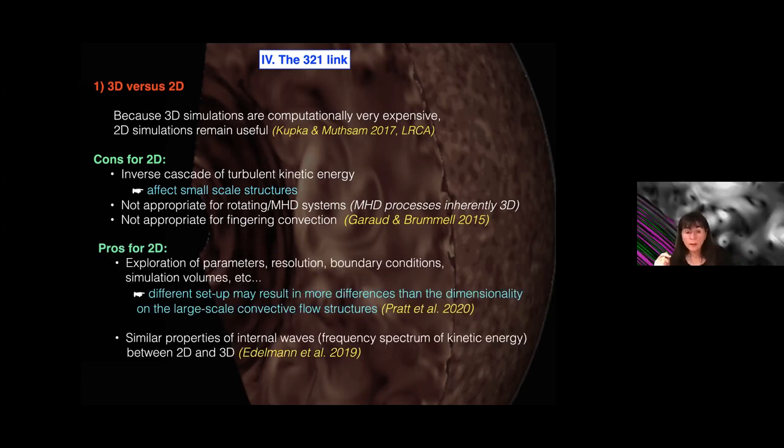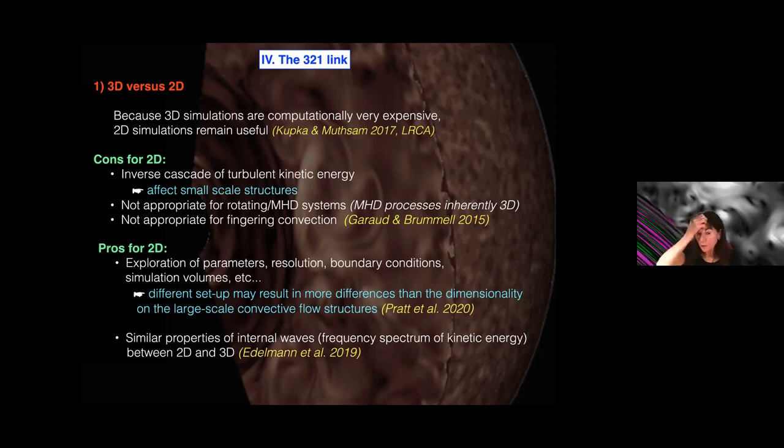But there are pros for 2D because this allows you to explore parameters, to explore resolution, boundary conditions, simulation volumes. For example, we have shown recently, in comparing 2D and 3D simulations, that different setups may result in more differences than the dimensionality if you're looking at large-scale convective flow structures. So this means that the exploration of parameters is really very, very important in those multi-simulations.